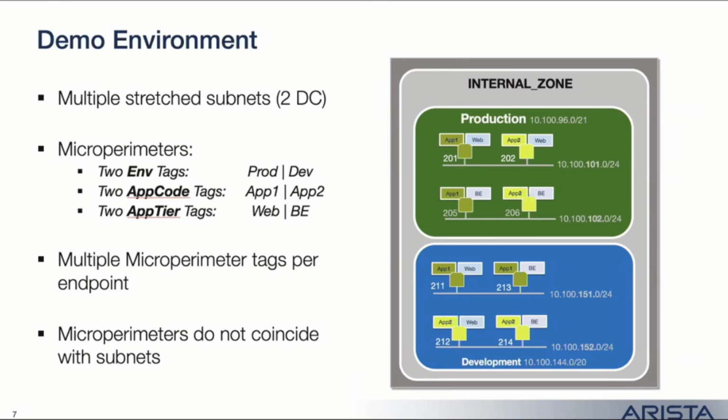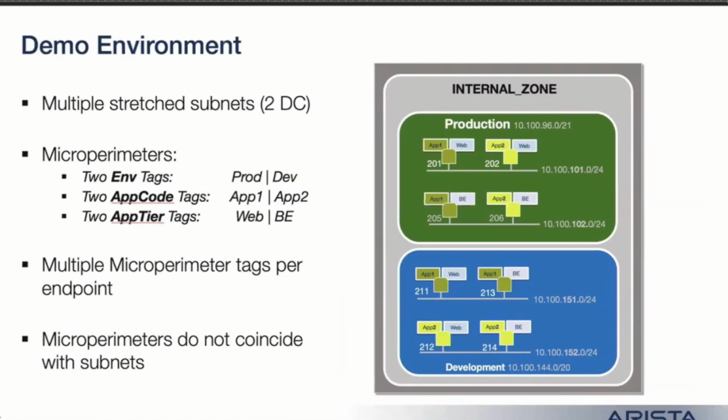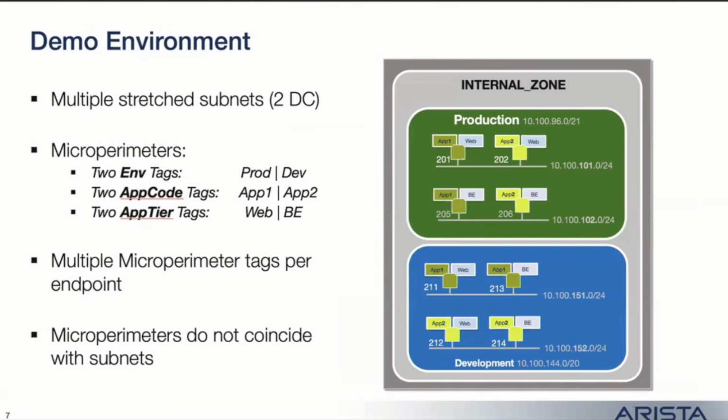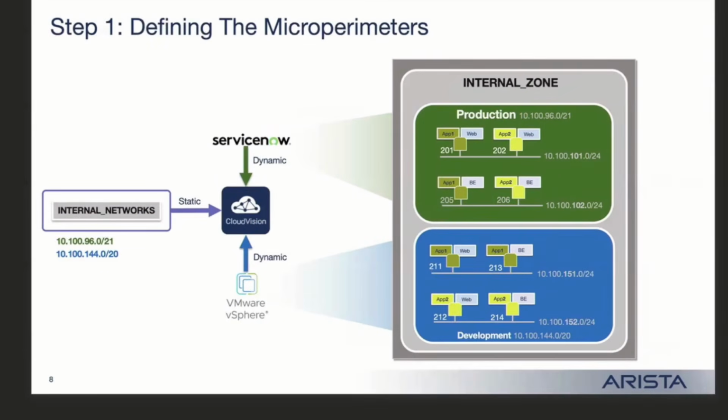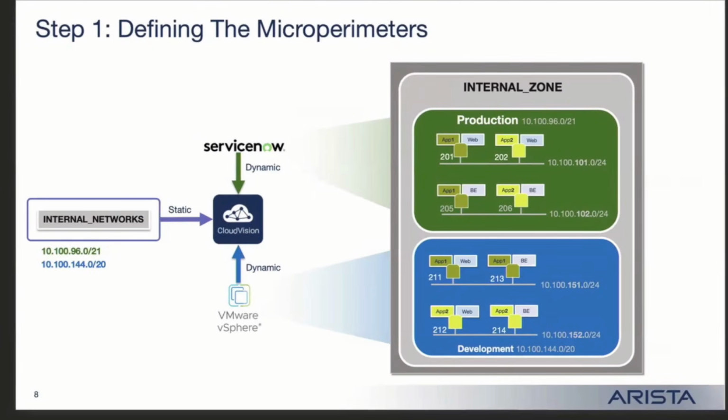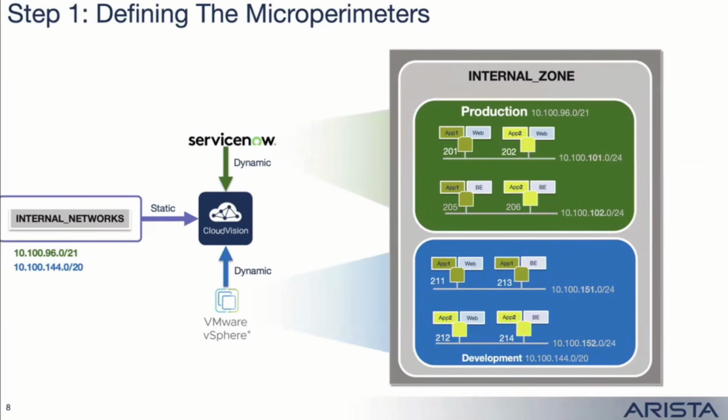The microperimeters are completely orthogonal to the location of the endpoints in the network. They can be in the same subnet or across subnets. It doesn't really matter. I wish I had more time to show you all these details. Now, to show you the diversity of data sources that we can use to build these microperimeters, what I've done is something super simple. In the production environment, the tags come from ServiceNow and Infoblox, but I removed the Infoblox here, and from vSphere, and the development environment tags, these 4 virtual machines at the bottom, come from vSphere.